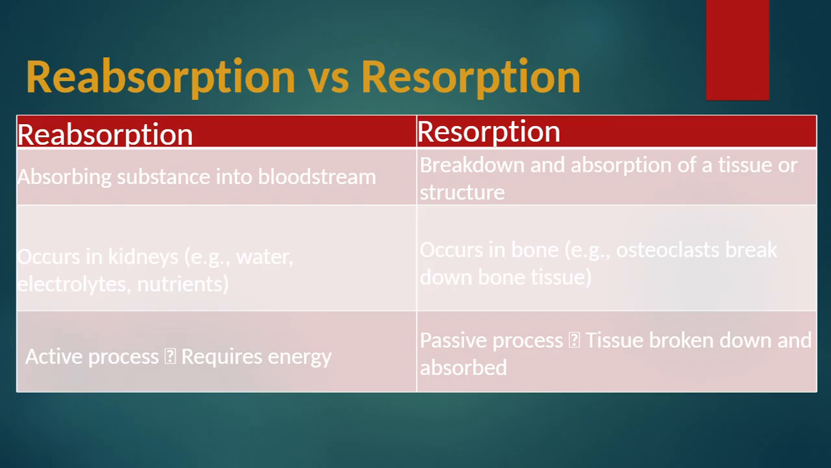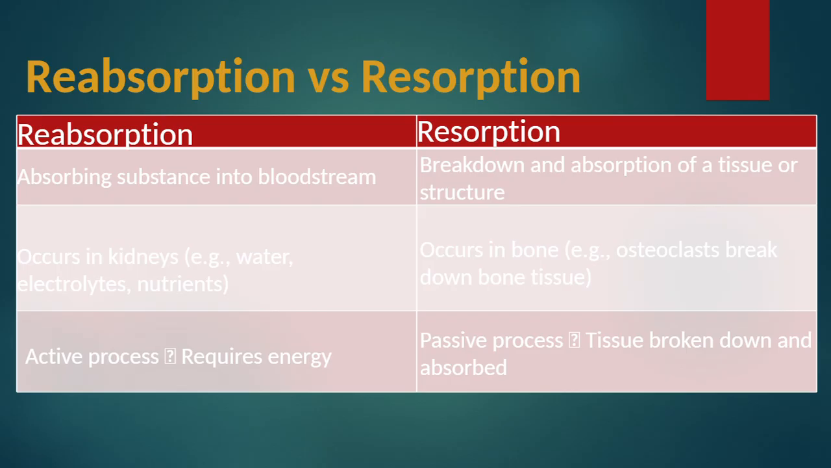Reabsorption versus resorption. You've likely seen these terms in previous content, and they will appear again in multiple body systems, so it's important to clearly understand the difference. Reabsorption means absorbing something back into the bloodstream after it has already been filtered out. A good example is in the kidneys, where water, electrolytes, and nutrients are reabsorbed from the filtrate in the renal tubules back into the blood. This process helps maintain fluid and electrolyte balance and prevents the body from losing essential substances.